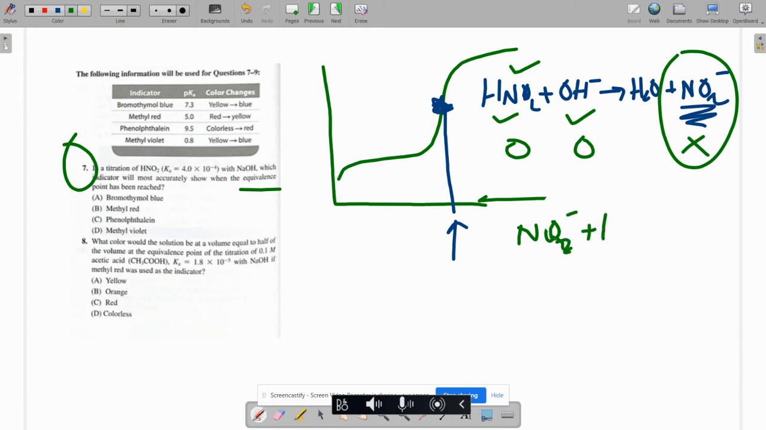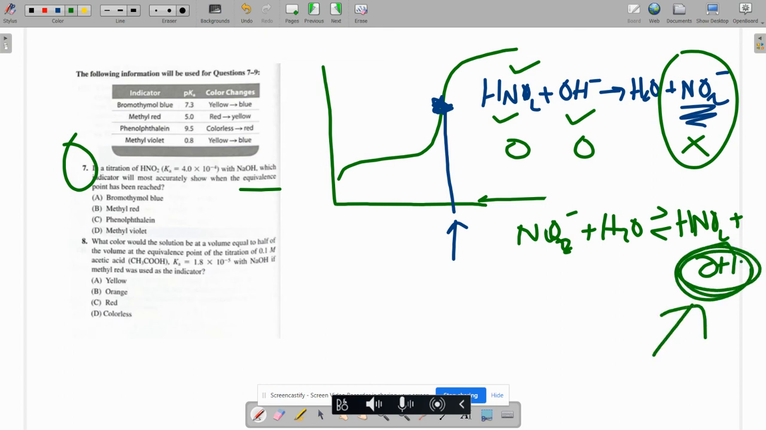NO2 minus at the equivalence point will undergo hydrolysis, producing that OH minus. So that, my friends, is why the pH here is going to be above 7. This is going to be basic. Long story short, I look at these indicators and I need to pick one where the pKa is basic.